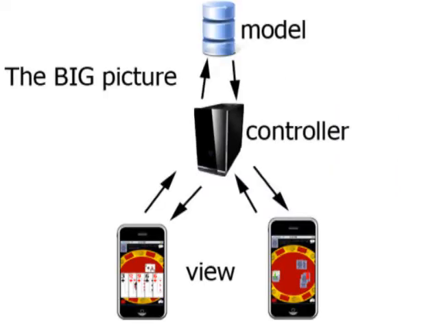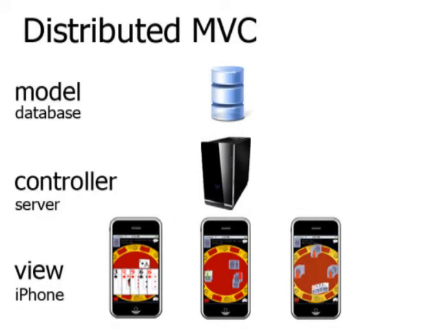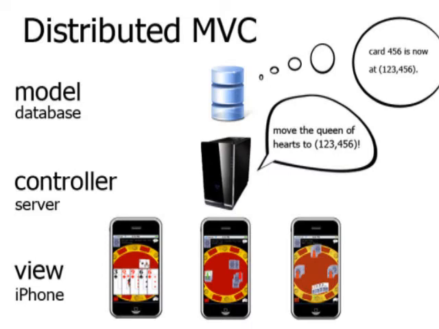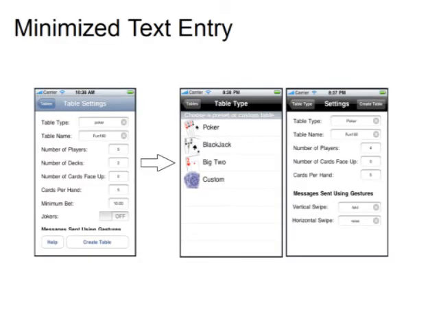This is essentially a distributed model view controller. The database serves as the model, containing information about each player and their cards. The server acts as the controller, communicating the information between the iPhone and the database, and the iPhone provides the view.